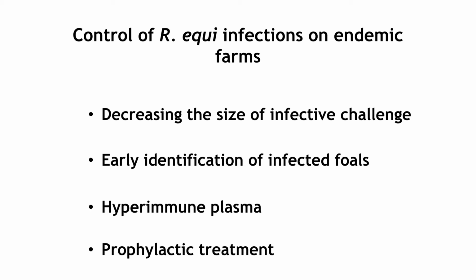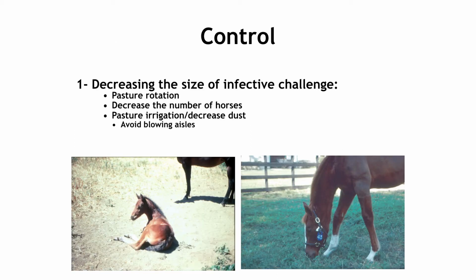Decreasing the size of the infective challenge, identifying foals early in the stage of infection so we can treat them early, hyperimmune plasma, and prophylactic treatment. So, decreasing the size of the infective challenge. Pasture rotation can be really important, decreasing the number of horses, and pasture irrigation or dust control.